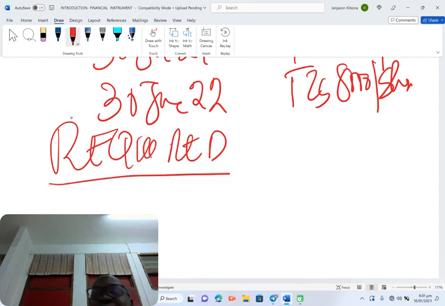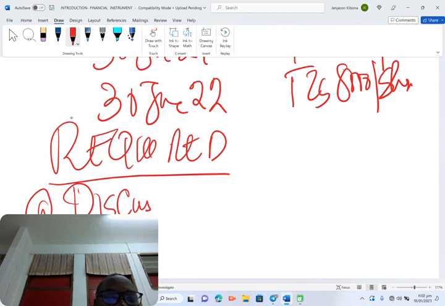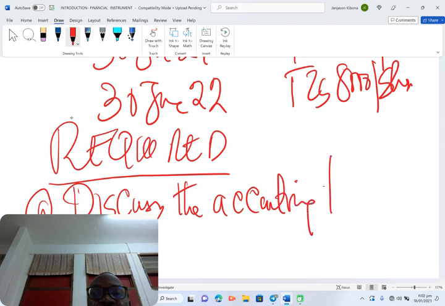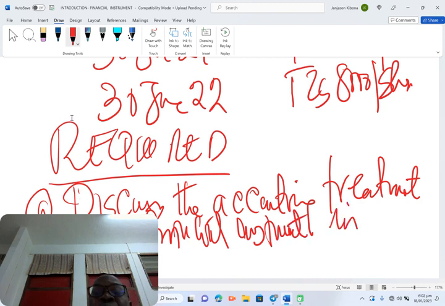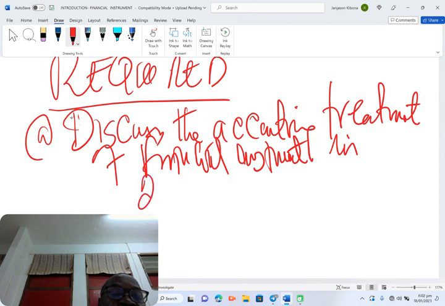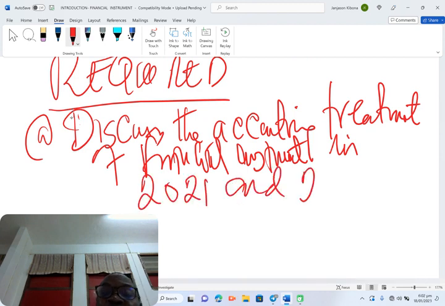And this is very professional. Number 1A, discuss the accounting treatment of financial instrument in 2021 and 2022. Very important.